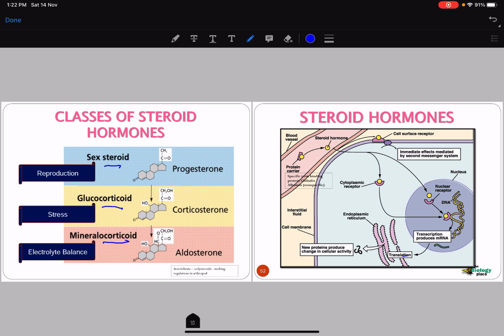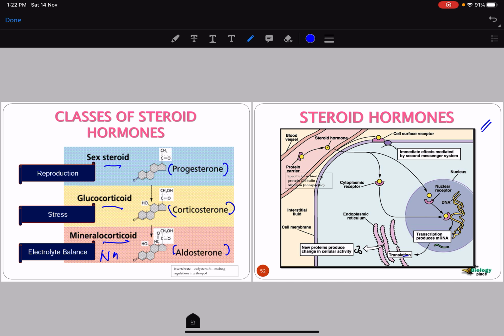So for sex steroid, an example here is progesterone. For glucocorticoid, corticosterone is an example. It is usually involved in the stress mechanism and is related to energy production. For mineralocorticoid, an example here is aldosterone. It is for electrolyte balance, so maintaining the sodium balance.